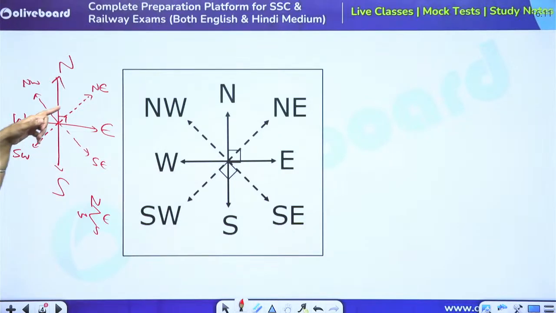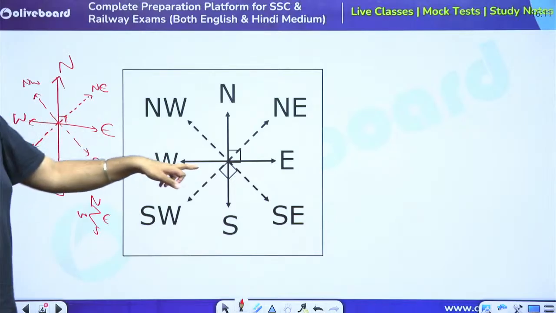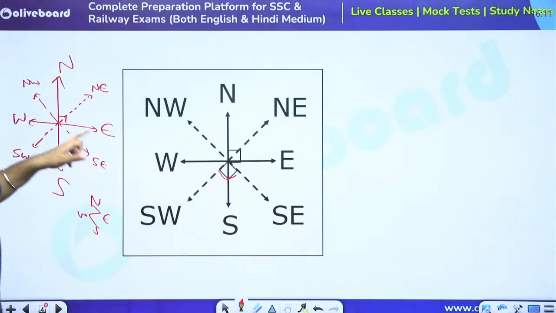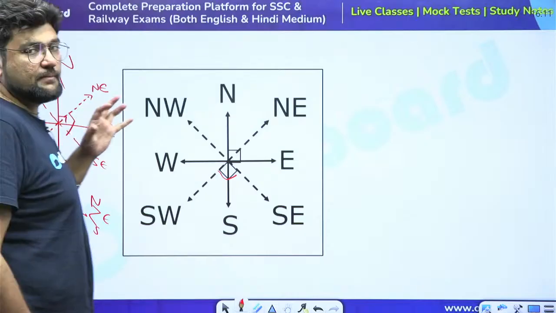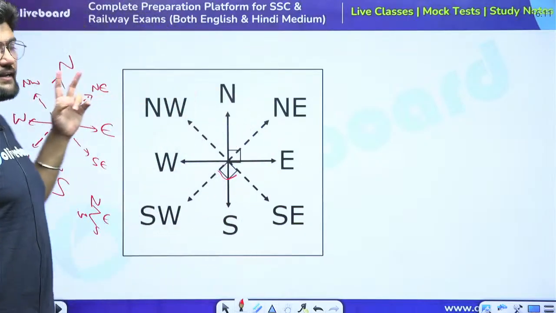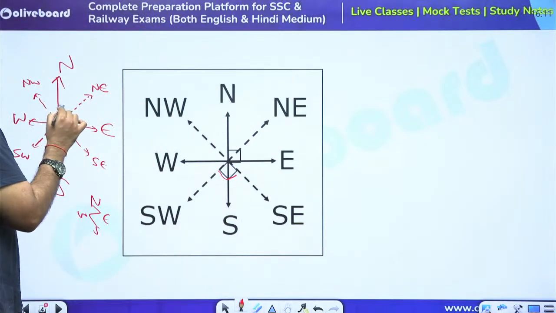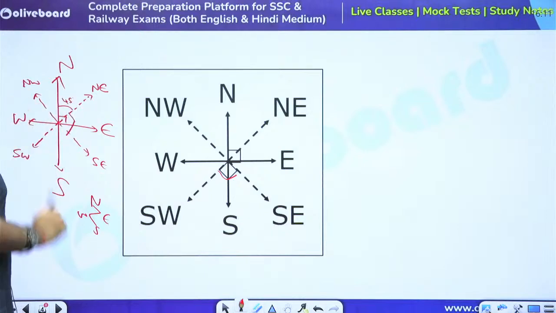The angle between 2 cardinal directions is also 90 degrees. So if I say this angle is also 90 degrees. Now, the angle between one main and one cardinal direction is 45 degrees. So, this angle here is 45 degrees.